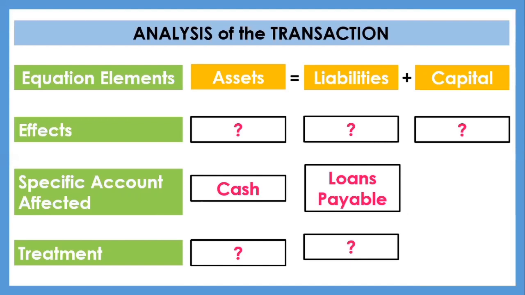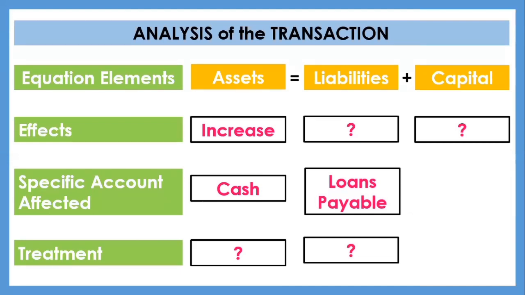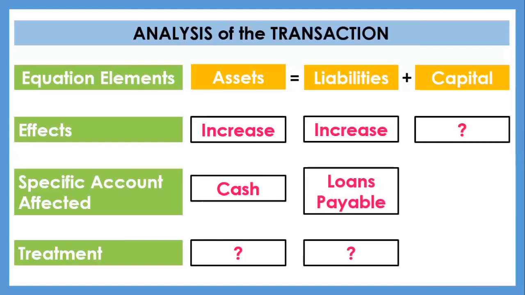Now, the second step in analyzing the transaction is to determine the effects of each account towards our assets, liabilities, and capital. In this case, our cash will increase our assets, since the company received 300,000 pesos in cash as it loaned money from the bank. On the other hand, our loans payable account will increase our liability, since it's a debt obligation that we need to pay. And lastly, there will be no effect on our capital account. Finally, the last step in analyzing the transaction is how we treat our asset account and liability account.